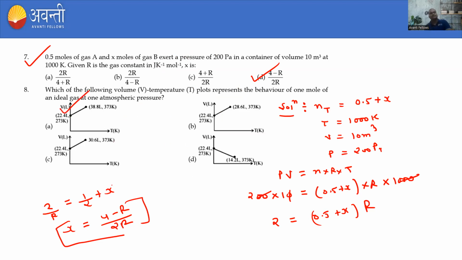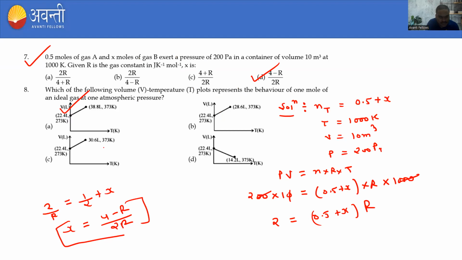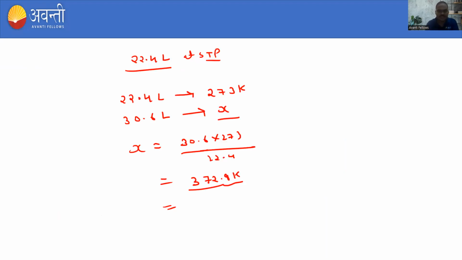Yeah, that is option, which option? 373 Kelvin. So in this 30.6 liters and 373 Kelvin, right? So this is the absolutely correct one. That is option C. So option C is absolutely correct for this, right? So I hope you understood this question. It's also a very, very easy question.